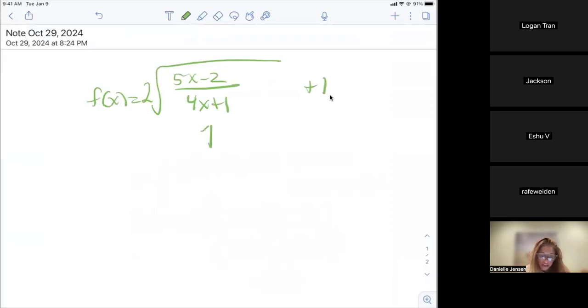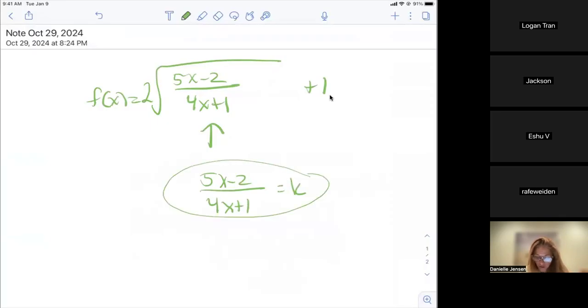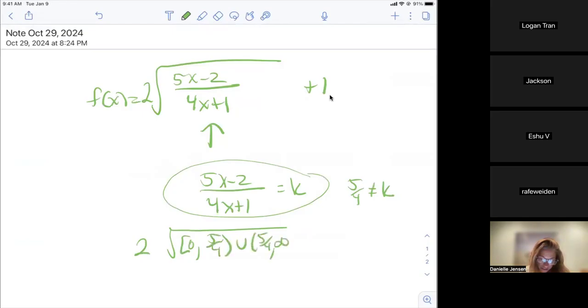So first you found that if we didn't have a square root, say this was just the function, you set it equal to k, and what did you find this function could not equal? 5/4. Right, so you found it couldn't be 5/4, so k cannot be 5/4. Okay, so then if I think about the fact that it's inside a square root, the lowest that can come out is 0, right? So it can't be negative infinity, and then you just said 5/4 and then 5/4 to infinity.